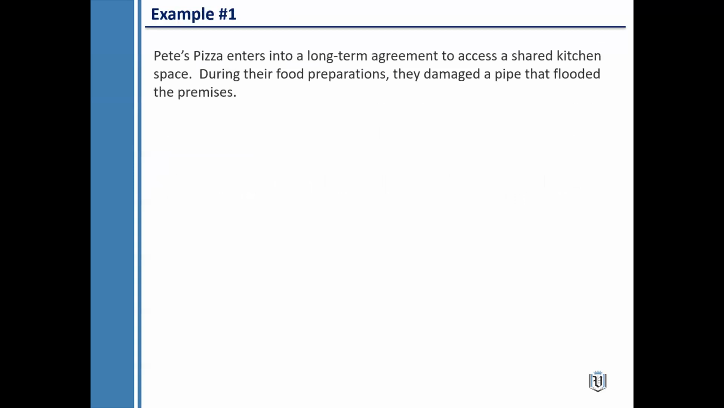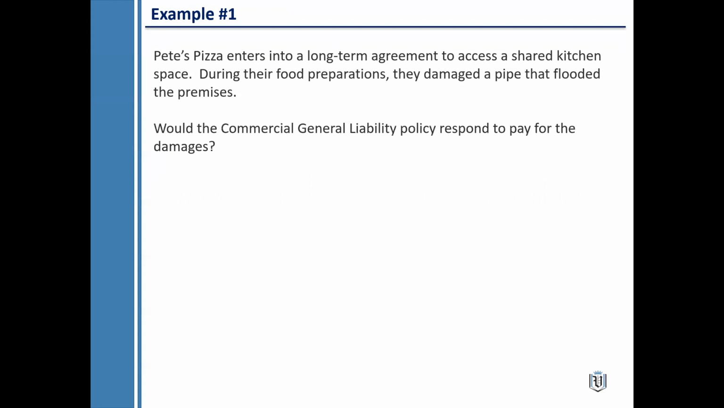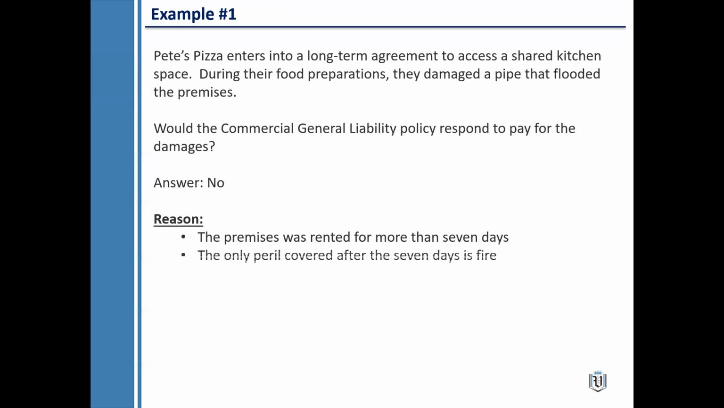Let's say Pete's Pizza enters into a long-term agreement to access a shared kitchen space. During their food preparation, they damage a pipe that floods the premises. Would the commercial general liability respond for the damages? The answer is no. The reason why is because the premises was rented for more than 7 days. The only peril would be fire, and what caused the damage was water. Okay, so because of the long-term lease agreement, they wouldn't have coverage for that space.